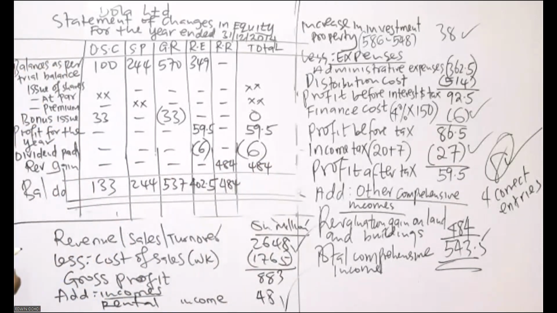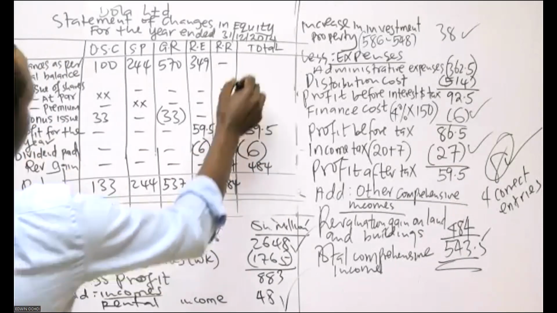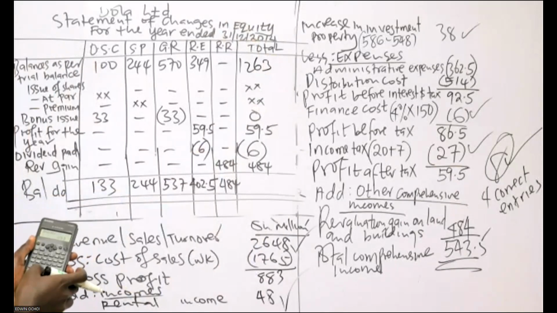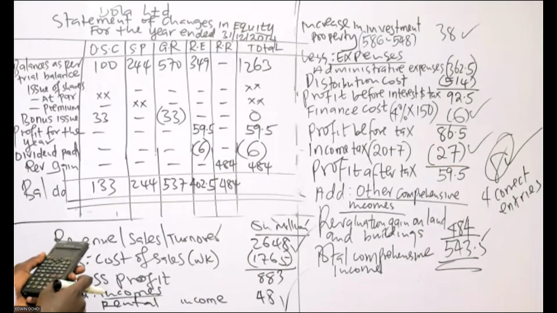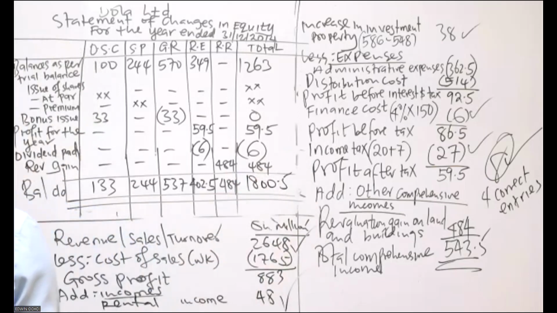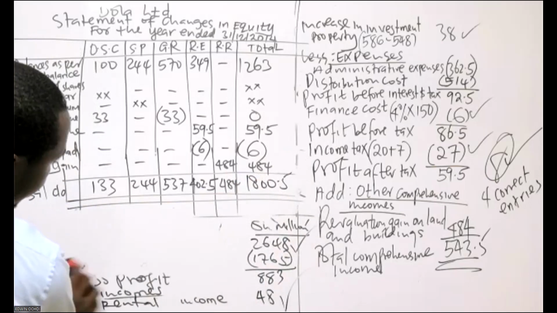So 100 plus 244 plus 570 plus 349, 1263 plus 59.5 minus 6 plus 484, 1800.5. That is the statement of changes in equity. That is how it looks like.